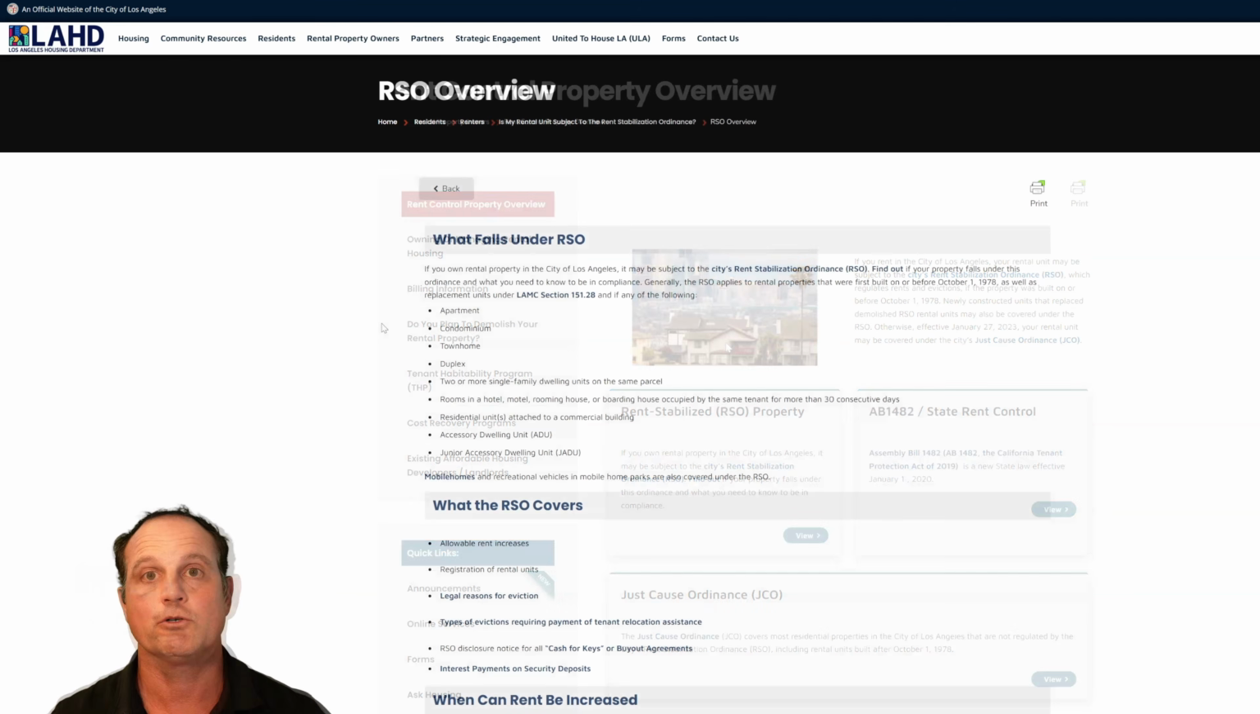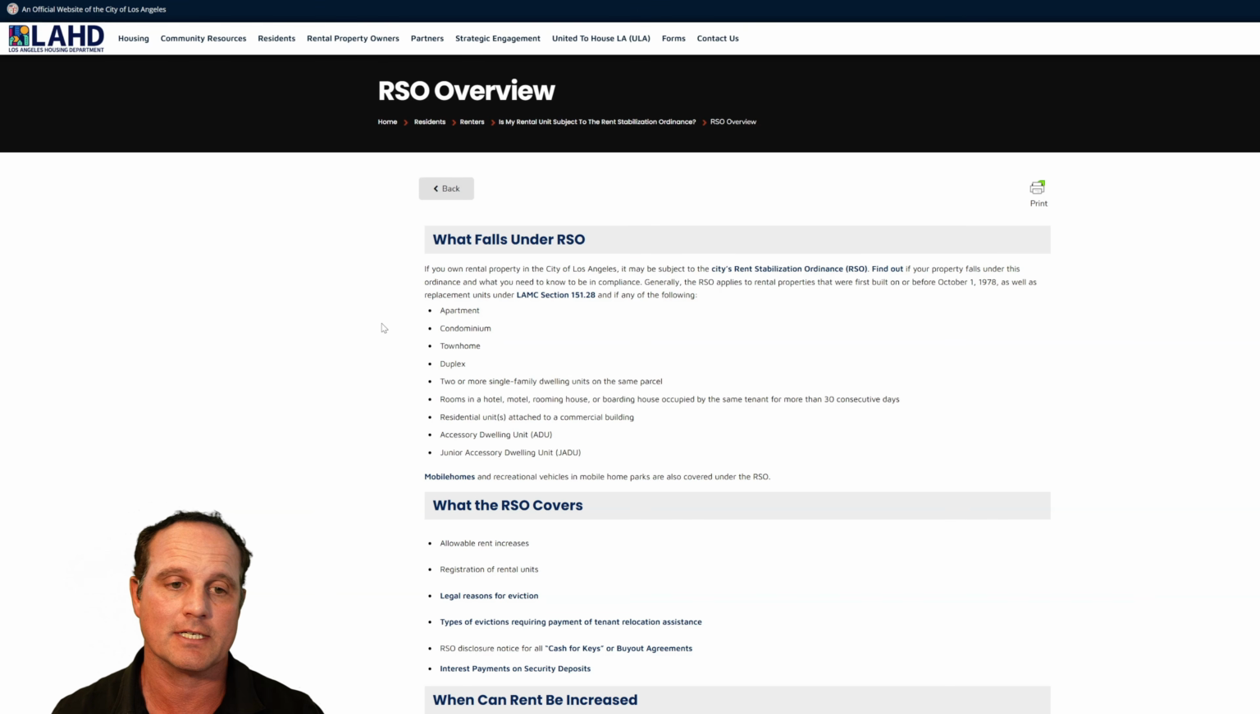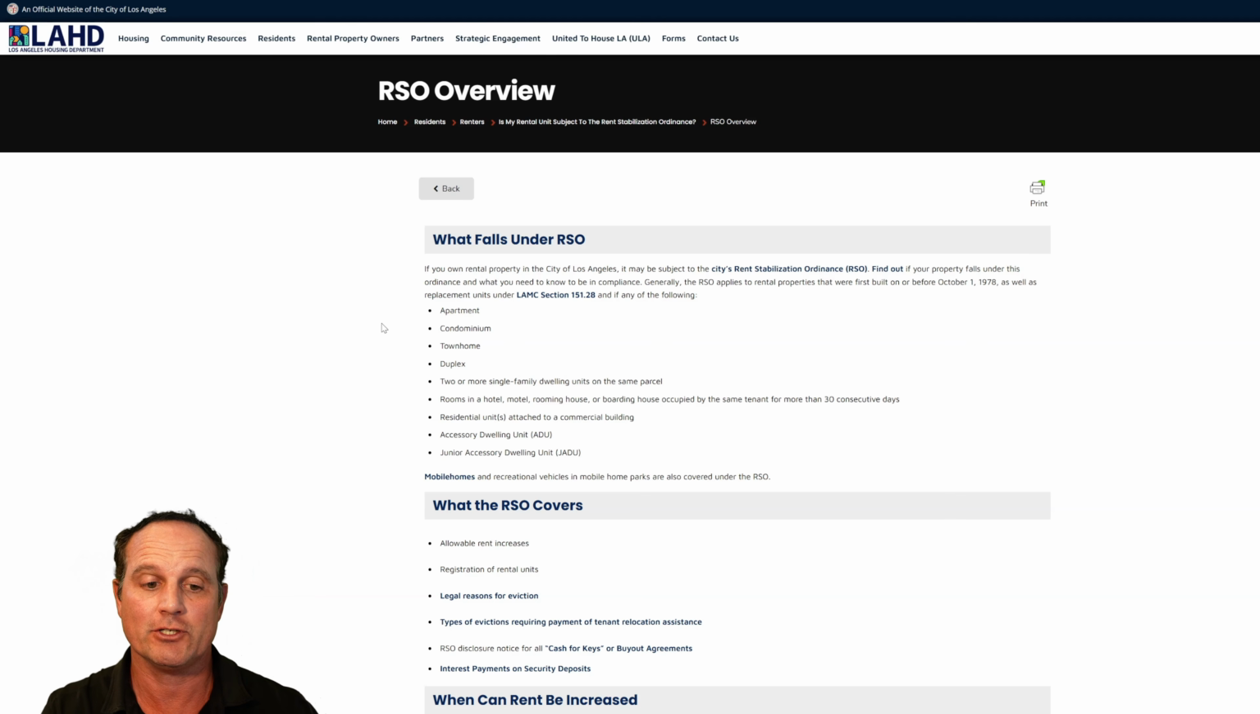what that means. So important to look for which properties fall under the local rent control ordinance, and that is explained right here. If you don't find an easy resource to it, you're going to want to actually look at the municipal code, or you can call into the city and see if you can get an answer.